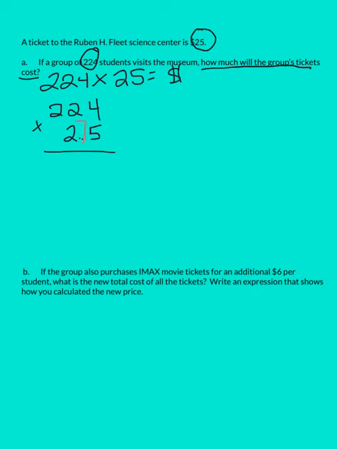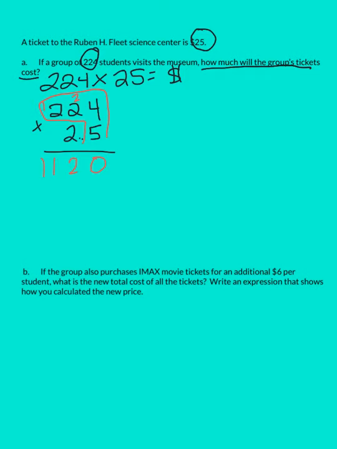First, we're going to focus on the numbers in the ones place. So 5 times 4 is 20. I'm going to carry the 2. 2 times 5 is 10, plus 2 is 12. Write the 2, carry the 1. 2 times 5 is 10, plus another 1 is 11. So that is our ones place.